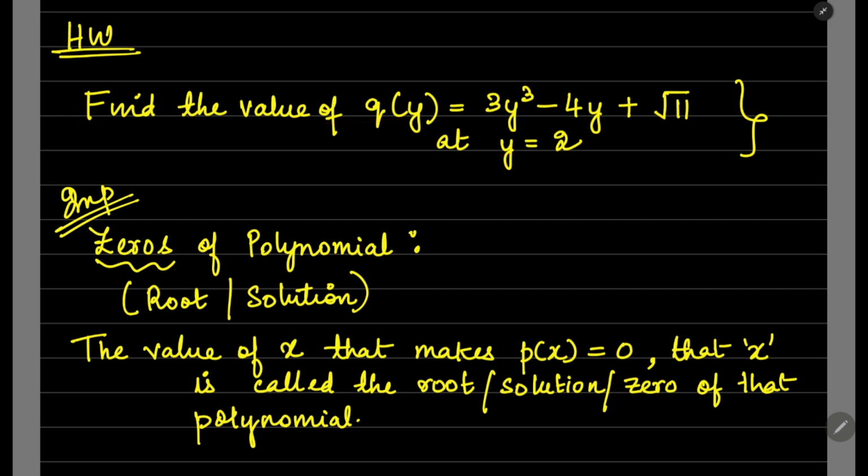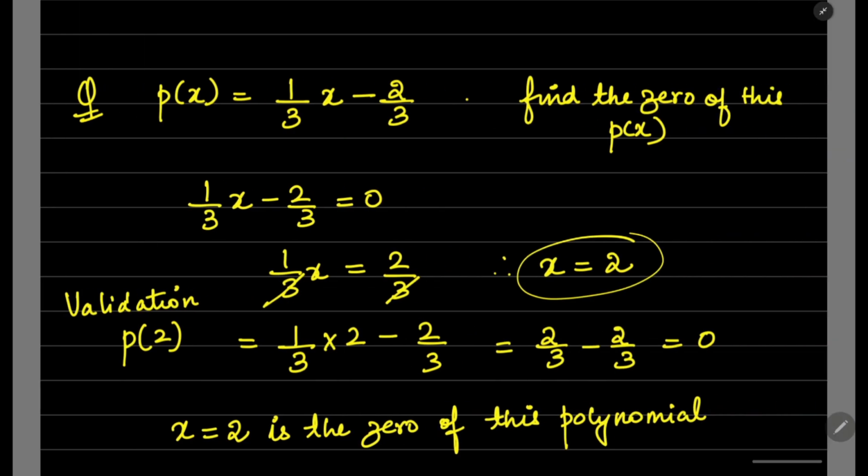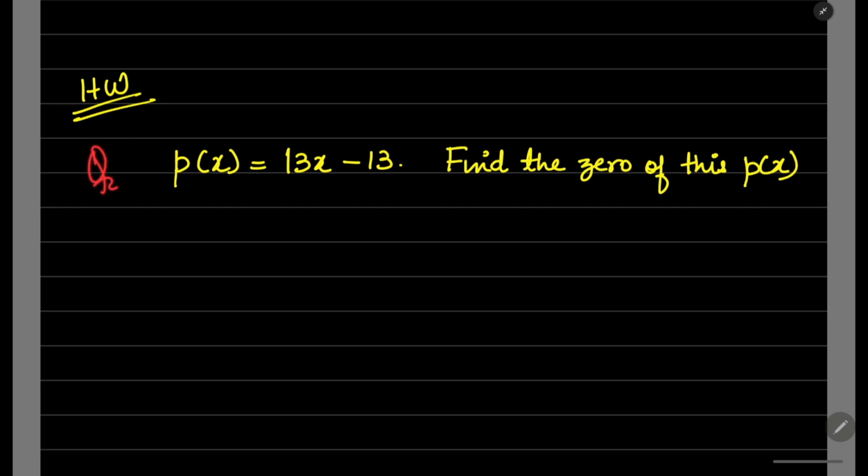Pause the video, make a note of it, do it, and please comment if you are able to do question number 1 and the last question, question number 2. If you are able to do both these questions, we can for sure say that you have understood both of these things: how to find the value of a polynomial and how to find the zero of a polynomial. These were the 2 things that we discussed in today's video.